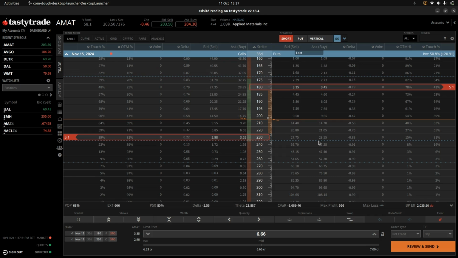So what is the premium that we collect up front? That is what this number down here is. It's currently at 6.66, which is $666 because there's 100 shares per contract. So this will be $6.66 per share times 100. You get your max profit of 666. So you'd collect $666 up front, and our broker is going to require just over $2,000 in buying power to open this position. Now, this is a very nice return on capital trade, especially for a naked position.